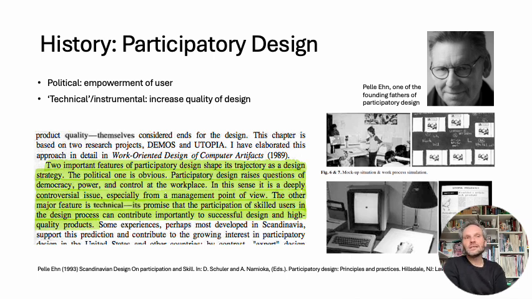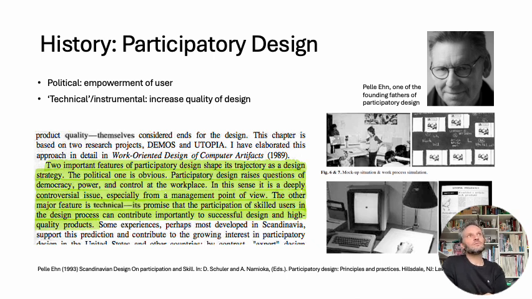And very quickly, these people in the IT companies started to work together with university professors, for example Pelle Ehn, one of the founding fathers of participatory design. He very quickly started to do projects in which the desktop publishing professionals were asked to help design these computer artifacts that they would have to use in their daily work.